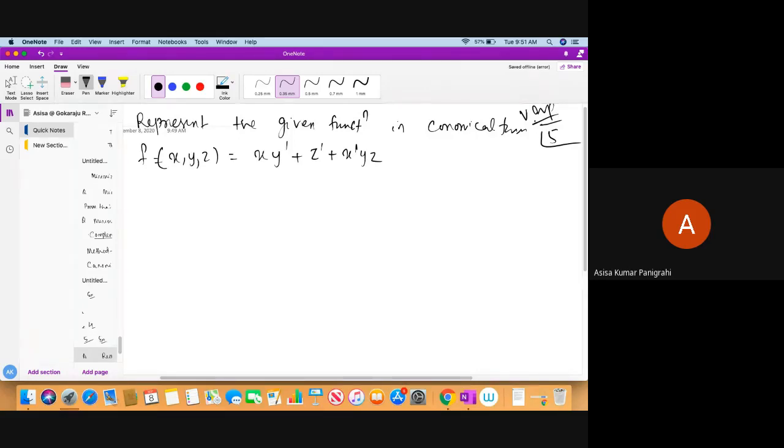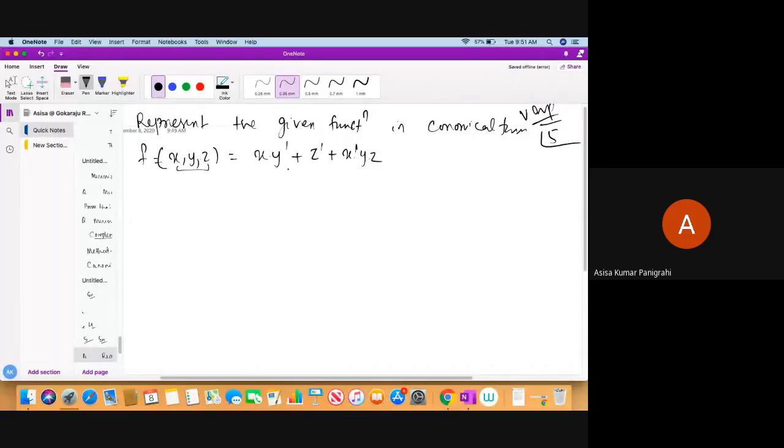If you are asked for the canonical form, you have to represent it either in the form of summation of m or pi of m. Obviously this is in terms of minterms, because AND will be there. These terms are not in a standard form, so you first have to make them standard. What is standard form? Each term must consist of all the variables.